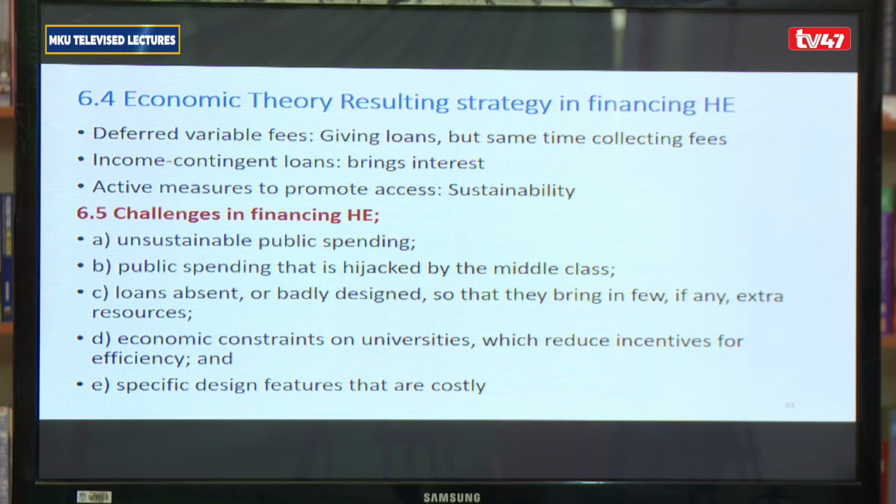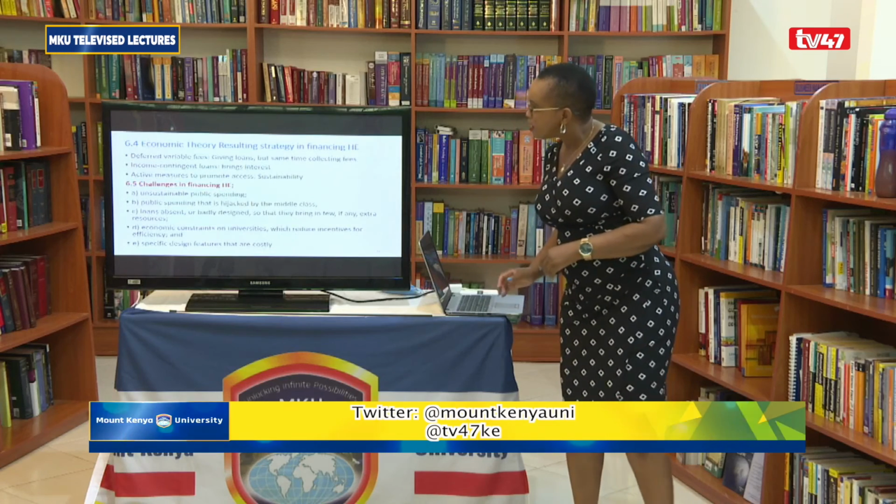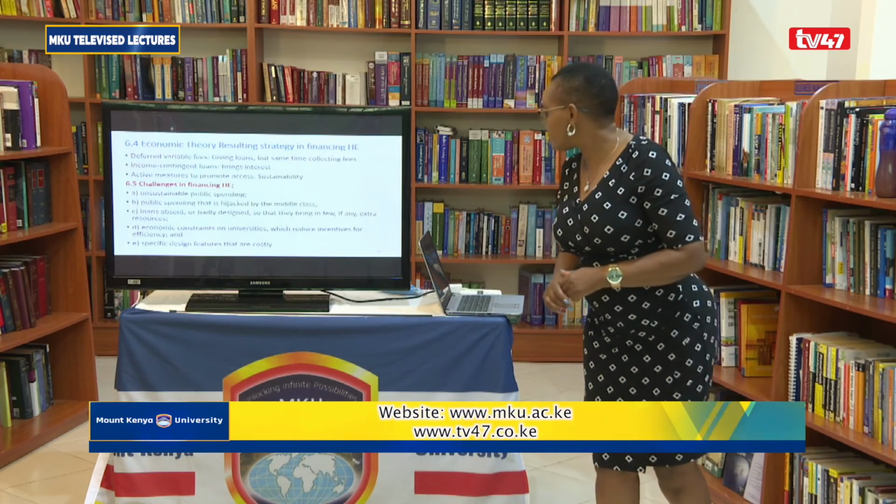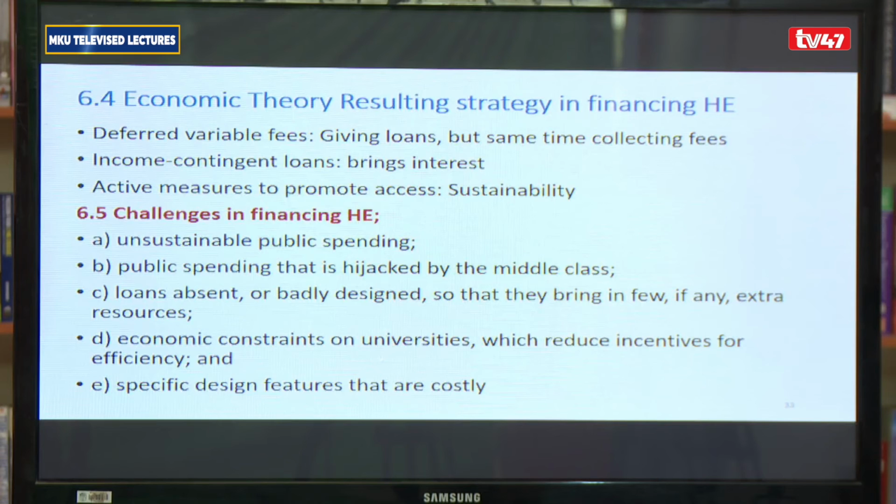So economic theory, resorting strategy in financing. One of the things that we have is deferred variable fees. Giving loans, but sometimes collecting fees is a problem. Income contingent loans can bring interest, and sometimes people are not ready to pay the interest, or it can be too much. Active measures to promote access. Also, the sustainability of the same sometimes becomes a problem. And these are some of the challenges that we are talking about.